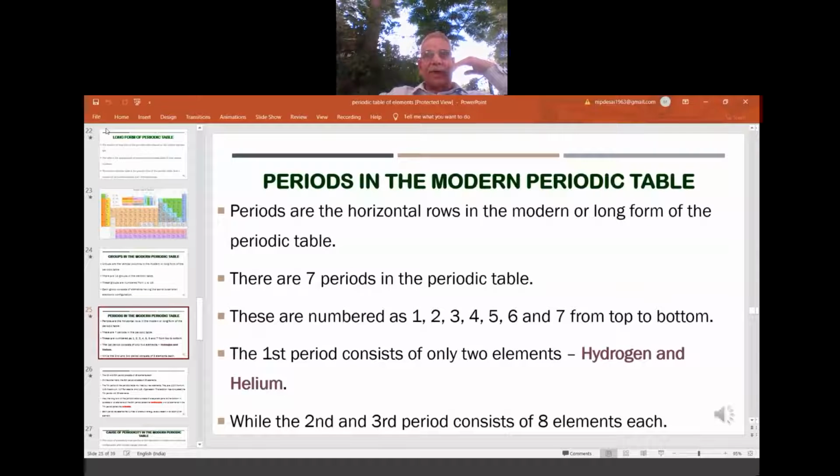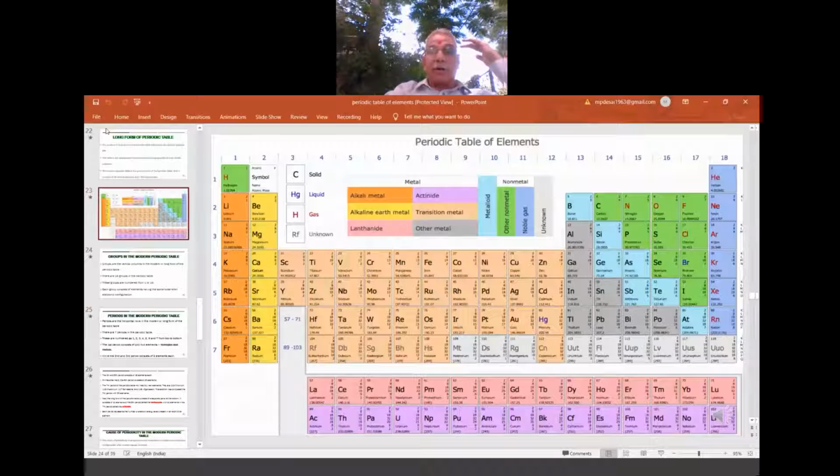If you move from left to right, the first period has 2 elements, hydrogen and helium. The second period has 8, starting from lithium and ending with neon. For the third, I will show once again the modern periodic table here. You can see, this is the second period, lithium to neon at the end. Now sodium starting, ending at argon. And you see the fourth period.